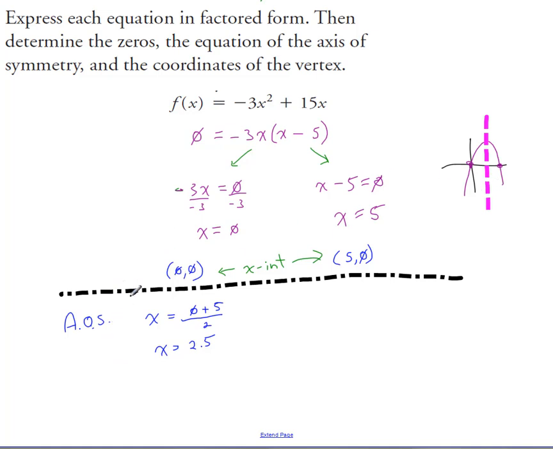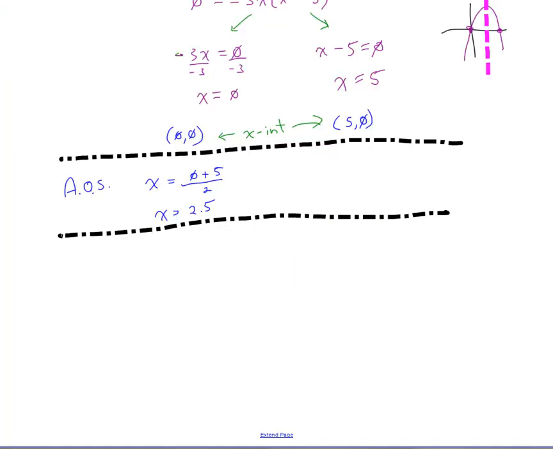That's going to tell us a little bit about our vertex, right? But we don't actually know the final part about our vertex yet. It does tell us something, though. So we'll say, okay, looks like our vertex is going to be at 2.5 and something. How do we figure out the something? Well, let's put 2.5 into our equation, and that's going to tell us what the corresponding y value is.